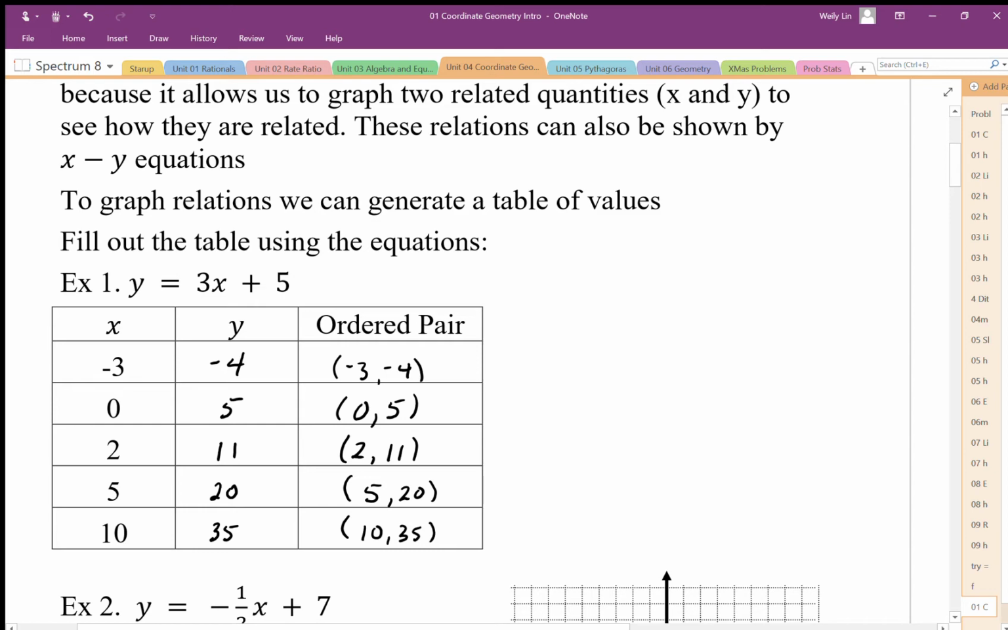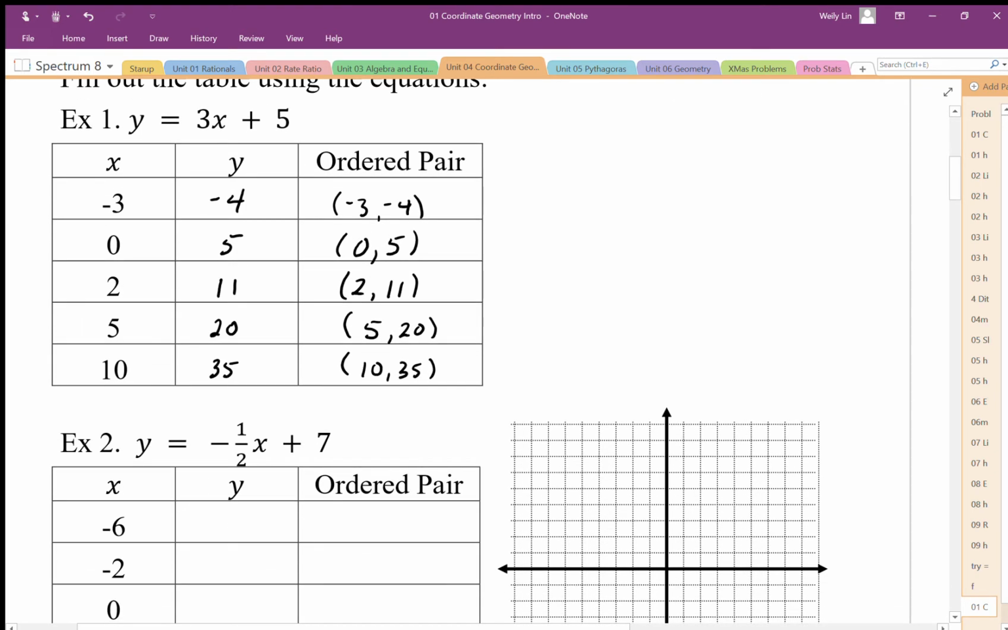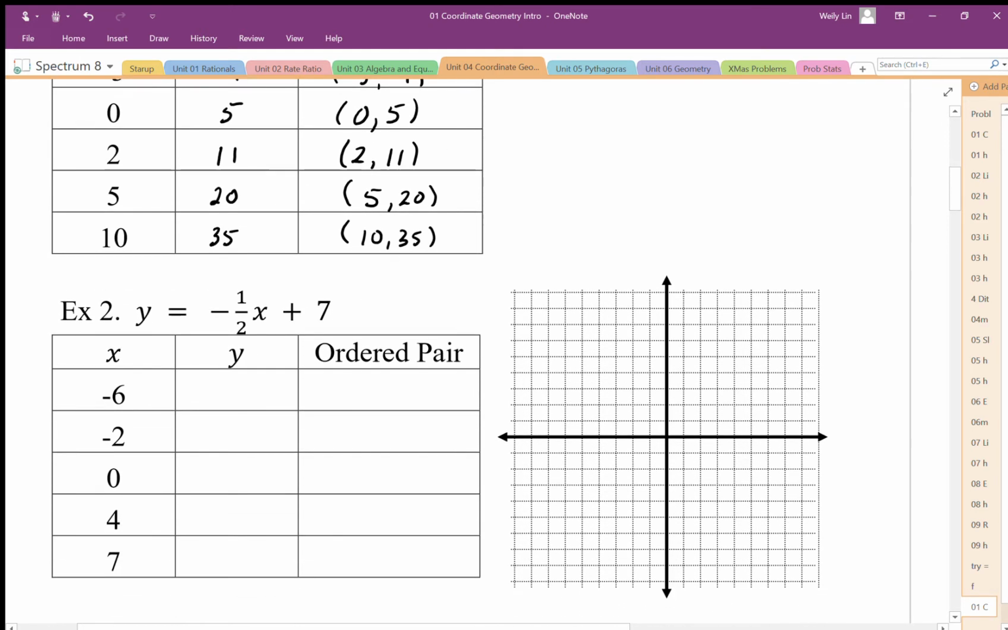Okay, so after a while, we'll probably not write out the ordered pair. We could probably just use the XY table as an ordered pair, but for now we're going to generate the ordered pair. So here we want to plug in and also graph. Okay, so we're going to plot the points as well. So if I'm going to plug in negative 6, now I have to be careful with all these negatives. Negative 1/2 times negative 6 is positive. That's going to give me positive 3, and I'm going to add 7, so I get plus 10.